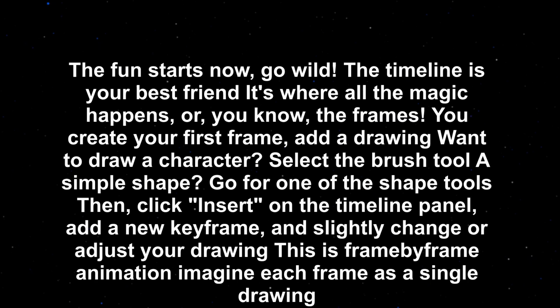Add a drawing. Want to draw a character? Select the brush tool, or a simple shape. Go for one of the shape tools, then click Insert on the timeline panel. Add a new keyframe and slightly change or adjust your drawing. This is frame by frame animation. Imagine each frame as a single drawing.